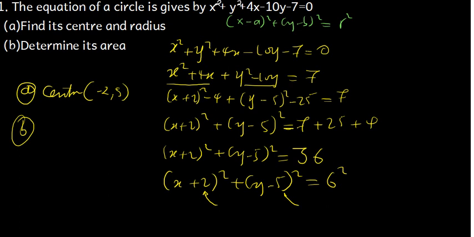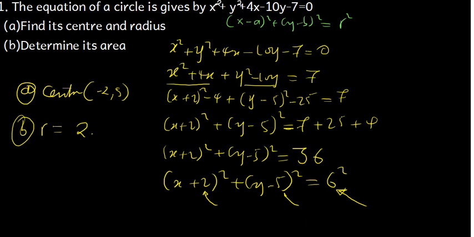So the radius is going to give us what? The radius is going to be this number which is squared. So the radius is 6. That will be it for this one, the center and also the radius.